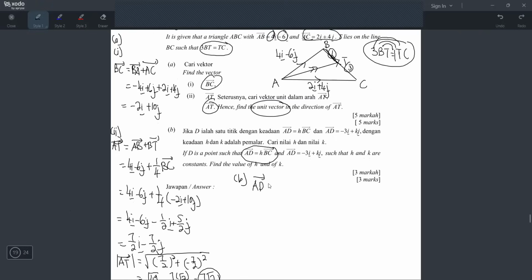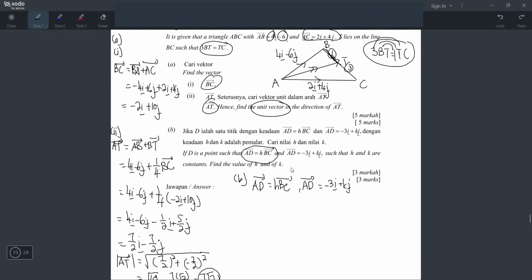Why cannot? Because they never give me the value of h. If let's say they give me the value of h is 2, it means AD equals 2BC. At least I can label this, because I can label AD ratio is 2, BC ratio is 1, right? But the problem is they never give me h, so I don't think I can label this. Okay, and then it says AD, let's write it down. AD equals negative 3i plus kj, such that h and k are constants. Find the value of h and k.